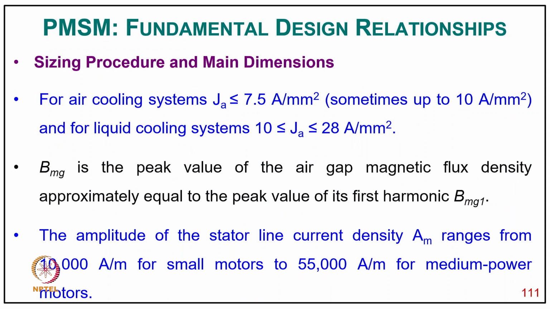So for an air cooling system, J should be less than 7.5 ampere per millimeter square, sometimes up to 10 ampere per millimeter square. For a liquid cooling system, J can be between 10 to 28 ampere per millimeter square. BMG is the peak value of the air gap magnetic flux density, approximately equal to the peak value of the first harmonic BMG1, and the amplitude of stator line current density AM ranges from 10,000 ampere per meter for small motors to 50,000 ampere per meter for medium power motors.